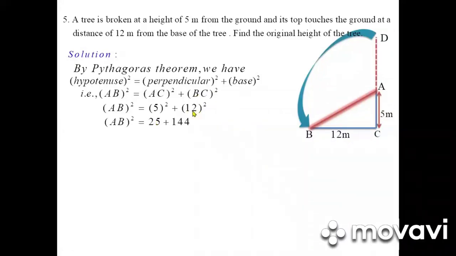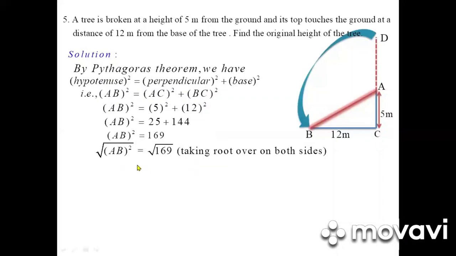5 squared is 25. 12 squared is 144. So AB squared is equal to 25 plus 144, that is 169. Taking the square root on both sides, square root of AB squared is equal to square root of 169. Here, the square root of 169 is taken by using the prime factorization method. 169 is divisible by 13. Dividing 169 by 13, we get 13. And again, 13 divided by 13, we get 1. So the prime factors of 169 are 13 into 13.